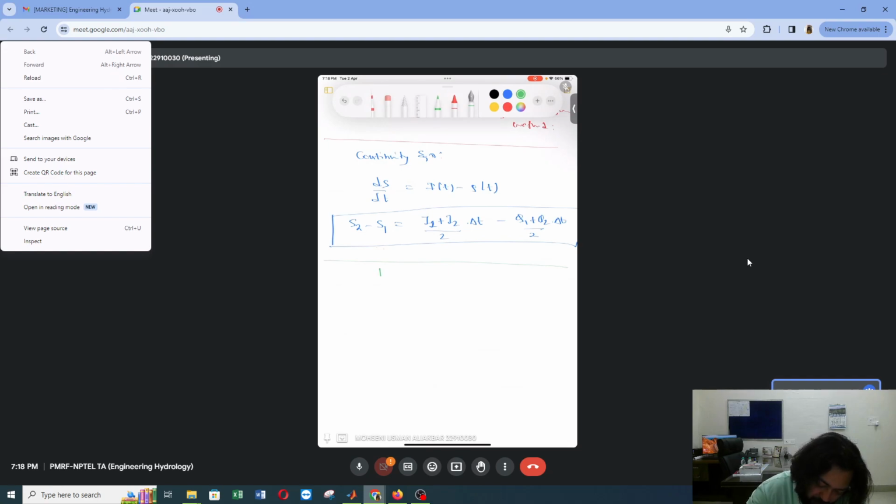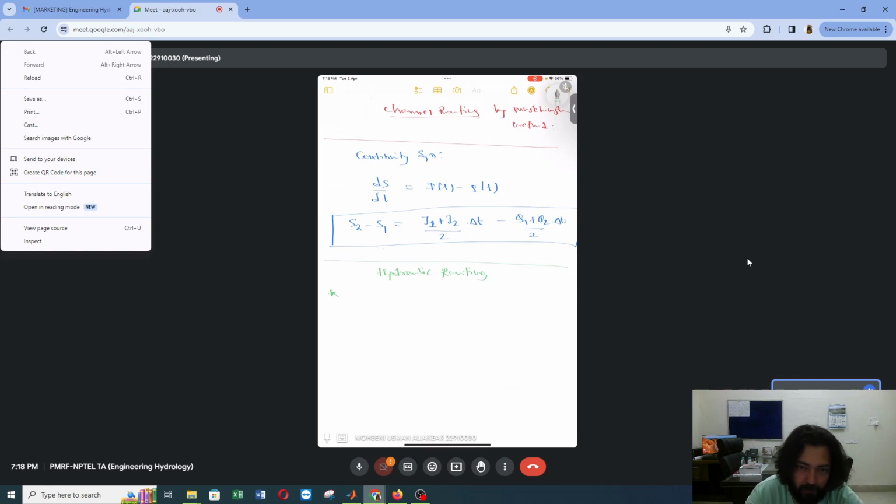Now we can talk about hydraulic routing. First let us list the advantages of hydraulic routing over hydrologic routing. The first advantage is that it is more accurate. Why is it more accurate? Because we know it is based on a distributed modeling approach, so obviously it will give more accurate results.